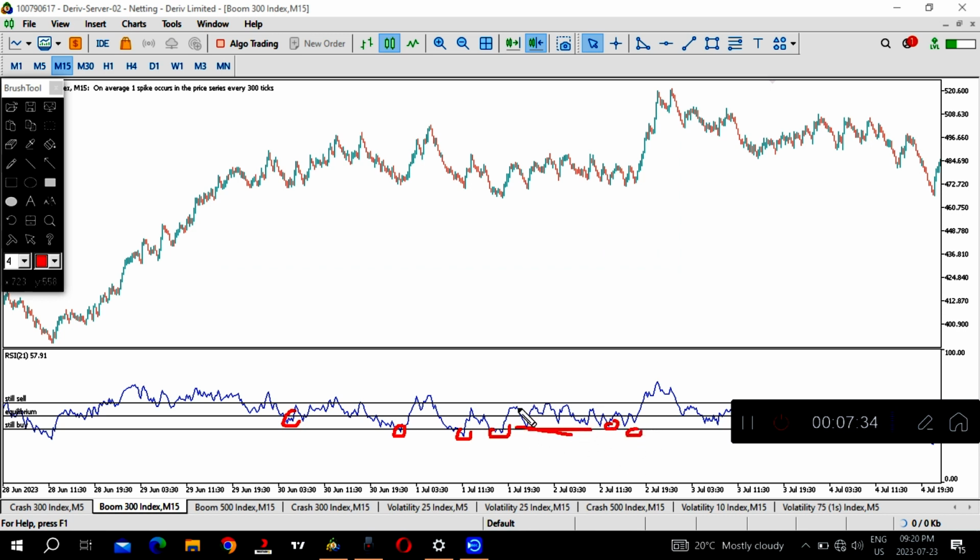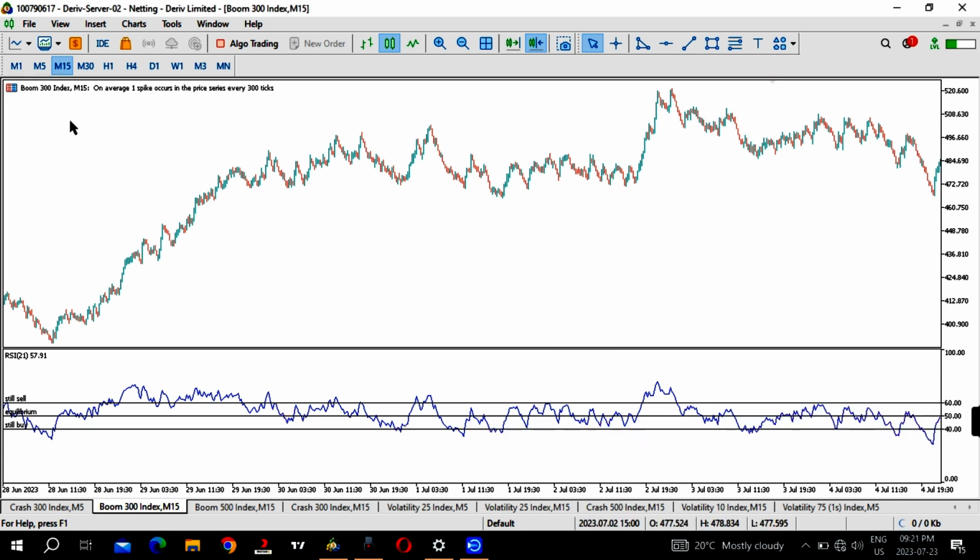You just have to know that as long as the RSI hasn't broken the level 40, especially if it breaks and continues ranging below the level 40, that's most probably going to show a change in trend. But if it just breaks a little bit, it's still probably going up. So that's it for the uptrend.